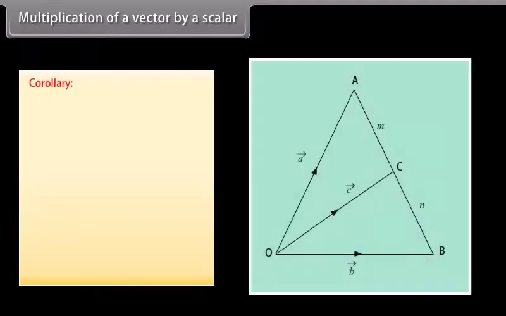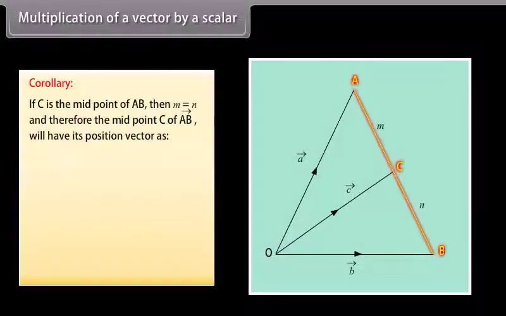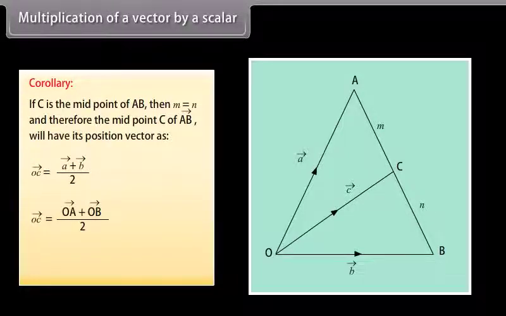Corollary. If C is the midpoint of AB, then m equals n, and therefore, the midpoint C of vector AB will have its position vector as given below. Vector OC equals vector A plus vector B by 2. Vector OC equals vector OA plus vector OB by 2. Vector OA plus vector OB equals 2 vector OC.